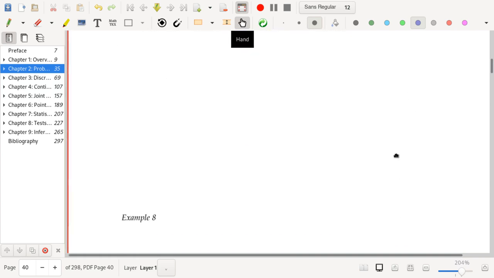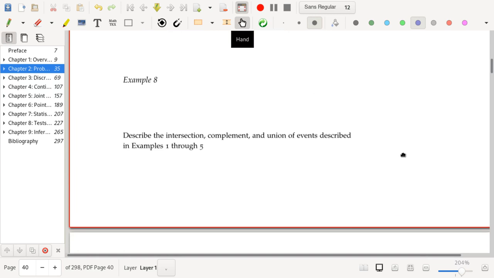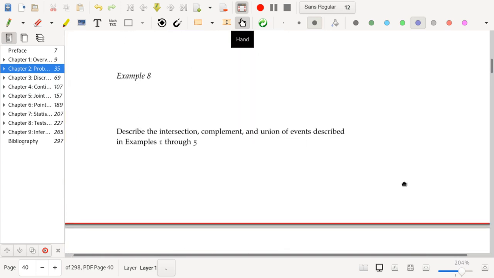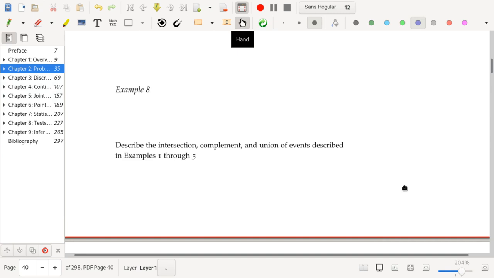All right, so example 8: describe the intersection, complement, and union of events described in examples 1 through 5. Let me get caught up. The point of this example is to go from these pictorial representations of events to more algebraic representations. So let's go with example 1.